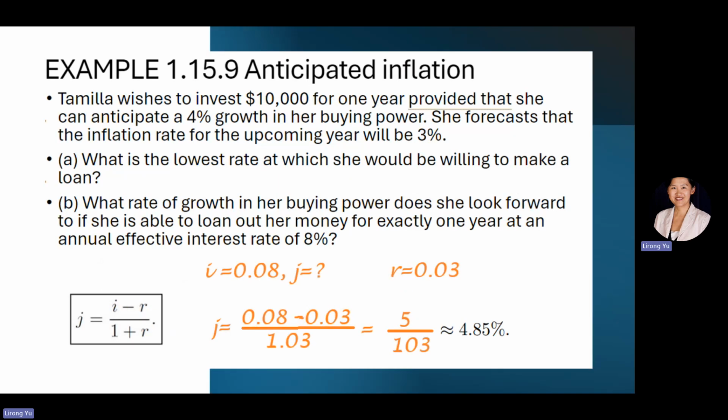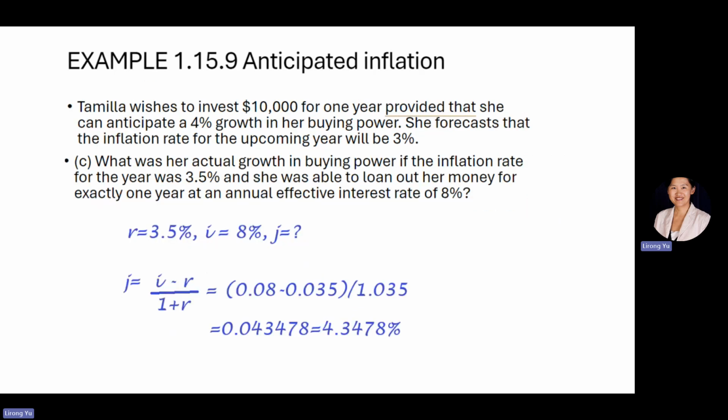Now this is question B. What rate of growth in your buying power? So that's looking for a calculation of J. We have I equal to 8%. We also have R, which is the inflation at 3%. So given all the information that we already have, and what we are looking for: since we're calculating the rate of growth in the buying power, essentially we're calculating the J. To calculate J, you can follow the formula (I minus R) over (1 plus R), and the rest will just follow by plugging in all these numbers. Any questions? I tried the homework assignment, and they're similar to what we have here.